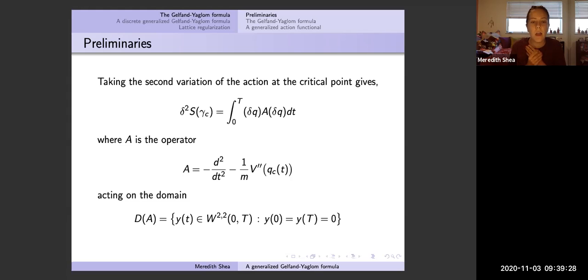So the operator A acts on the domain where we're considering things in the Sobolev space. Basically, the easiest way to think about it is just they're twice differentiable. And then the boundary conditions are y(0) equals y(T) equals 0. So our Dirichlet boundary conditions are being considered.